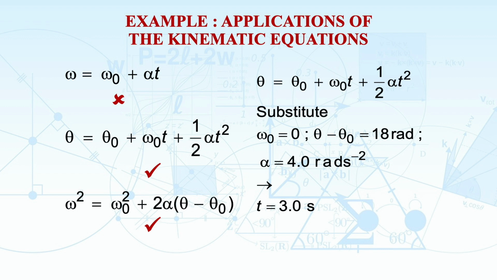Look at the second equation. You know theta minus theta 0. You know omega 0 and you know alpha. It has therefore just one unknown, which is t. So you can use this equation to calculate t. The third equation is omega squared is equal to omega naught squared plus 2 alpha times theta minus theta 0. You know theta minus theta 0, you know alpha, you know omega 0.